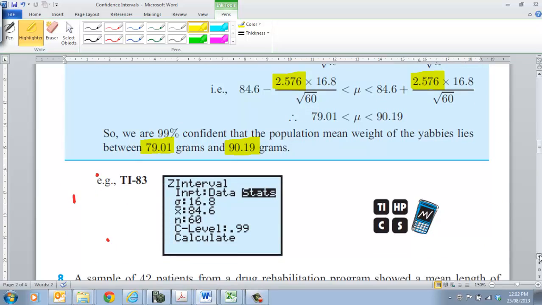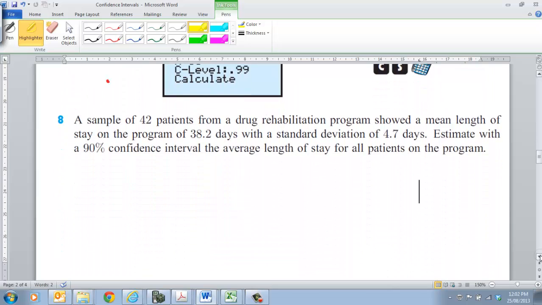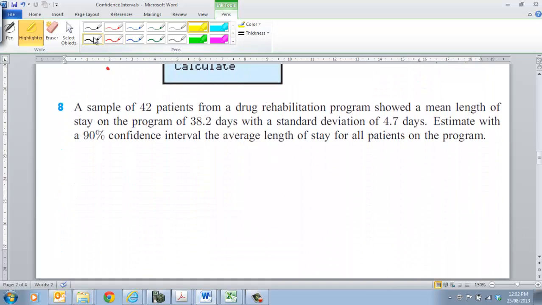Now, on your calculator, you're going to use this Z interval, and that's how you do your data. You can put your confidence level in there. It's pretty easy to do. All right, so what I would expect you to do is write this down into the right formula.